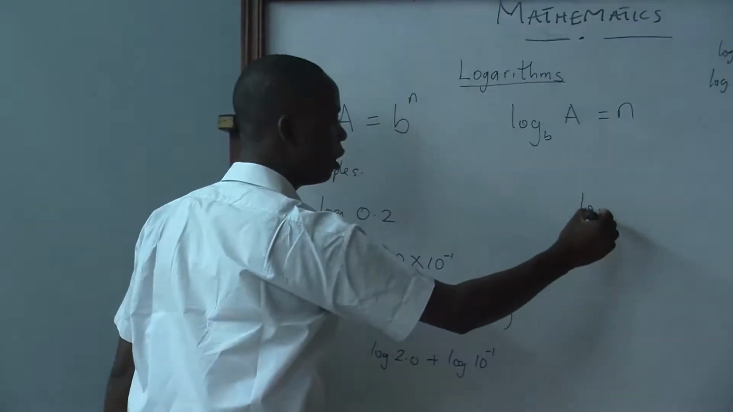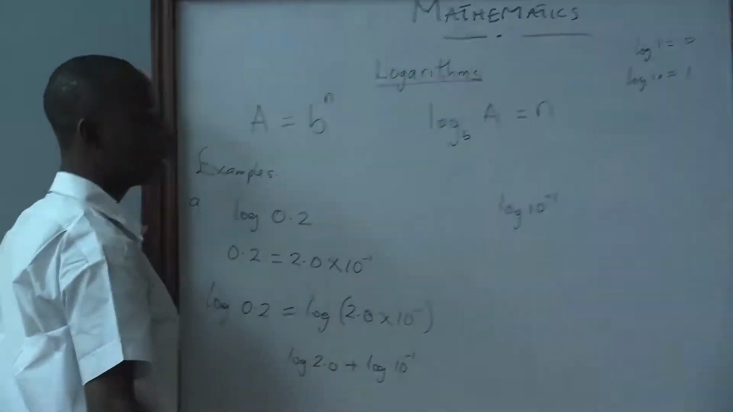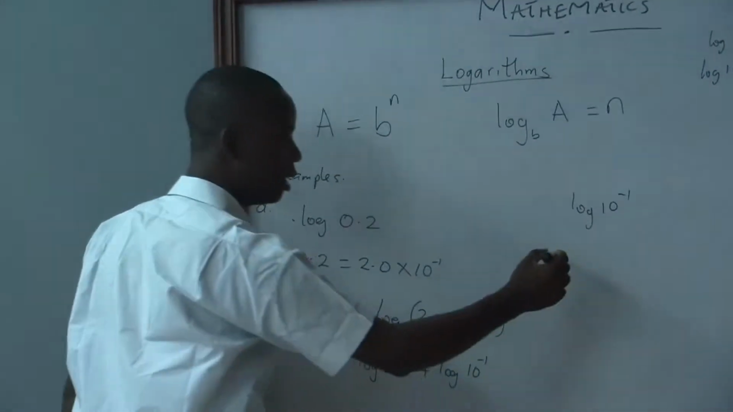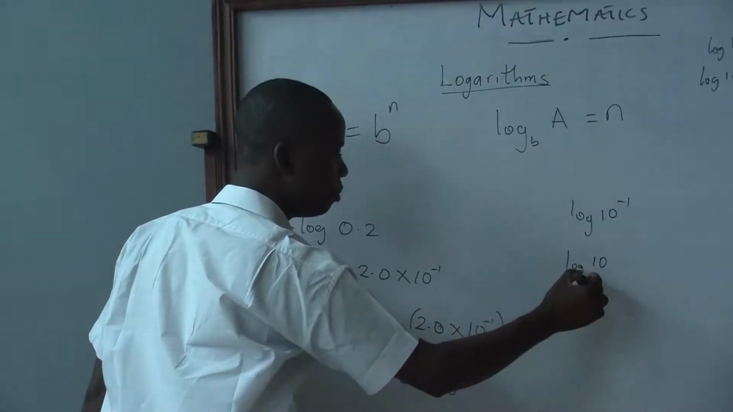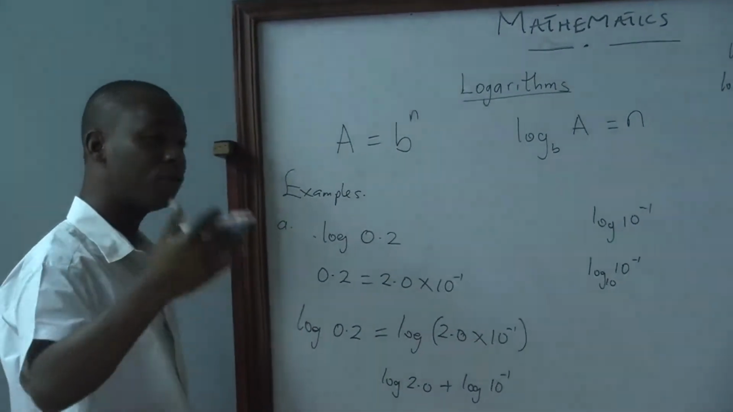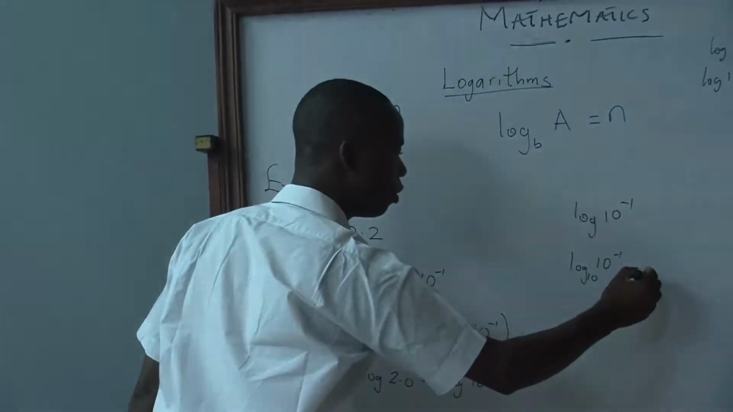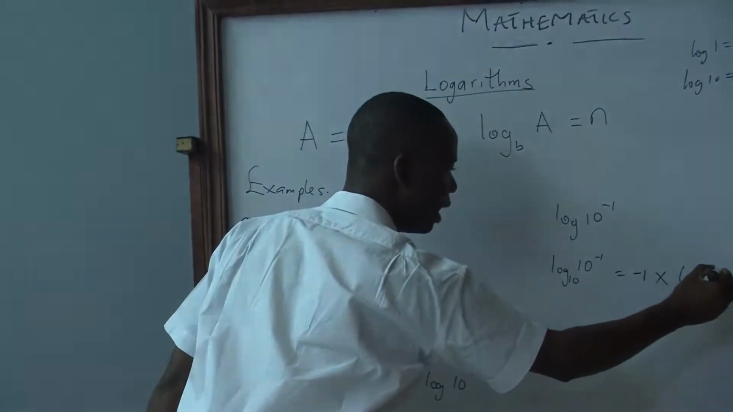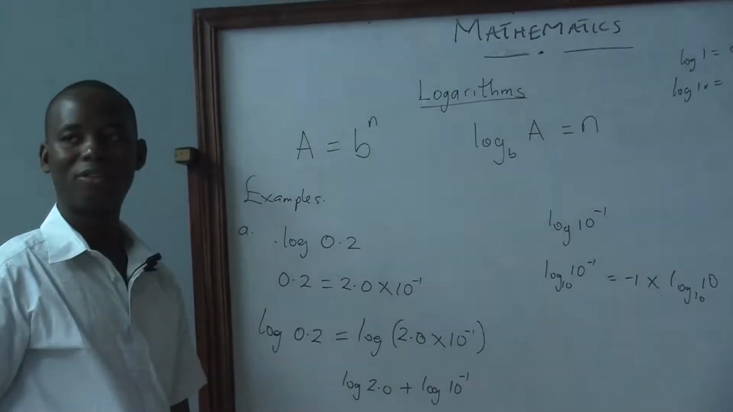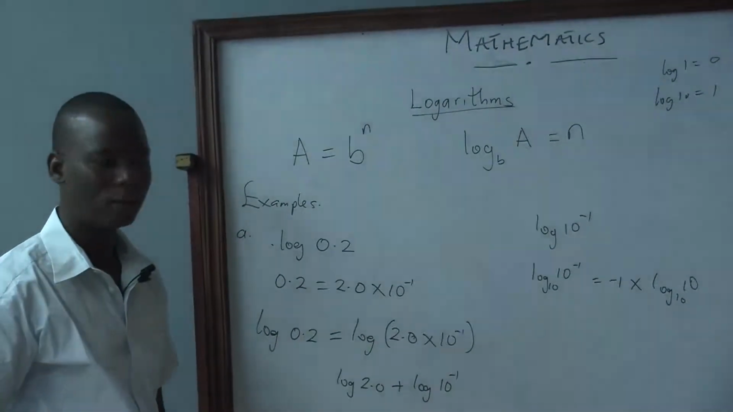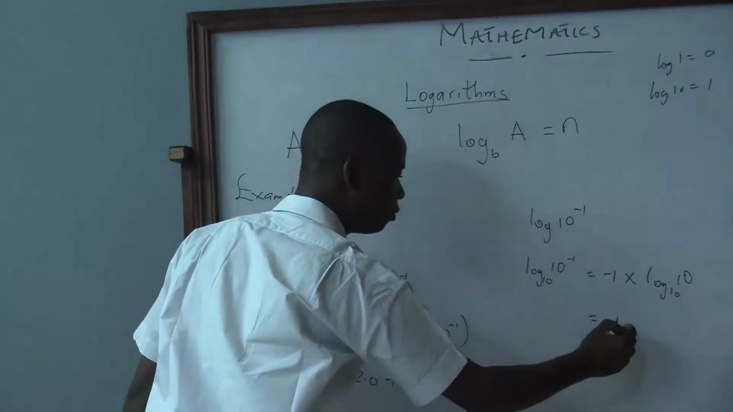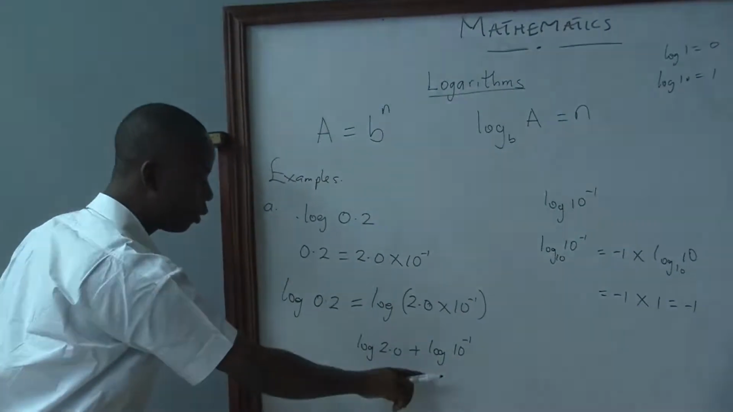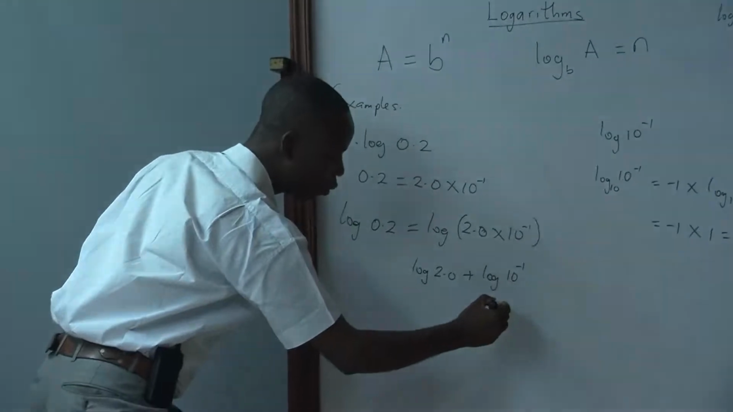If we have log 10 raised to the power of negative 1, and we know that this is a common logarithm, that tells us that the base is 10. That is, we have log 10 in base 10 raised to the power of negative 1. Using the laws we have studied earlier, this will equal minus 1 times log 10 in base 10. And if we have log 10 in base 10, what would that equal? Beautiful, it is 1. So we have negative 1 multiplied by 1, and that equals negative 1. So what we have here now is minus 1.